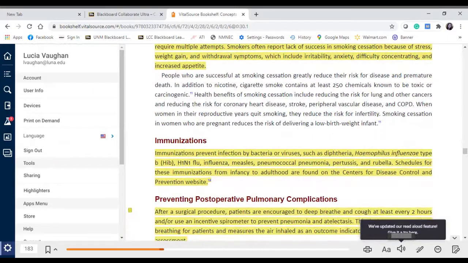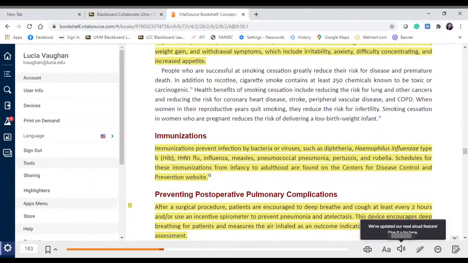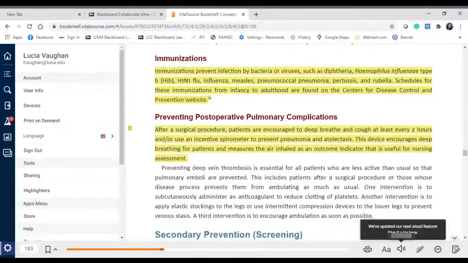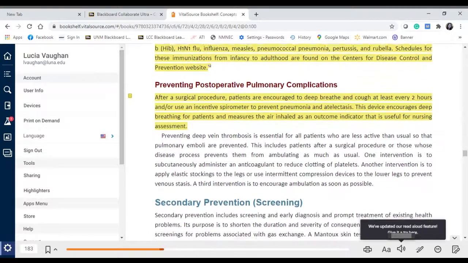Immunizations are going to be our best way to prevent disease. After a surgical procedure, patients are encouraged to cough and deep breathe at least every 2 hours and/or use an incentive spirometer to prevent pneumonia and atelectasis. The device encourages deep breathing for patients and measures the air inhaled as an outcome indicator that is useful for nursing assessment.